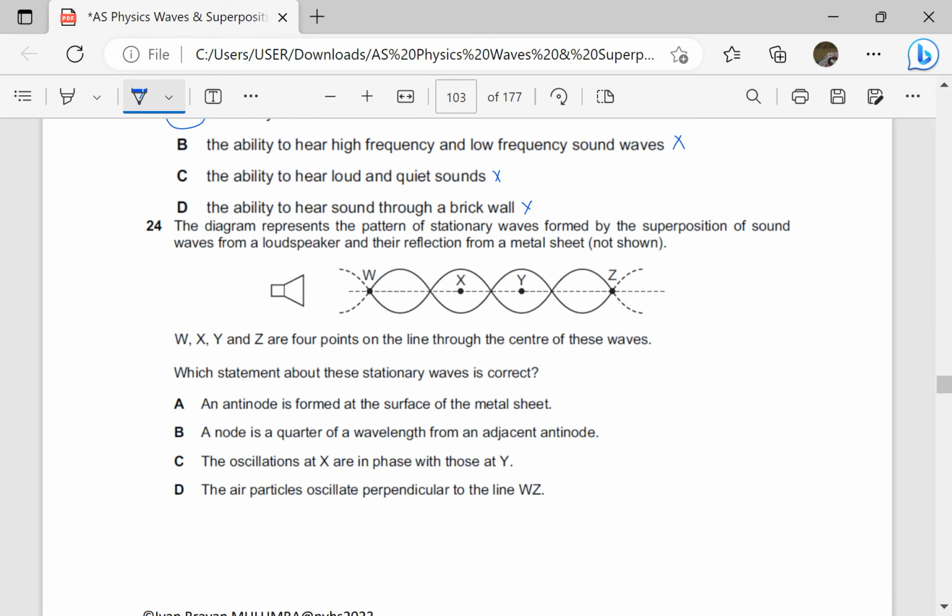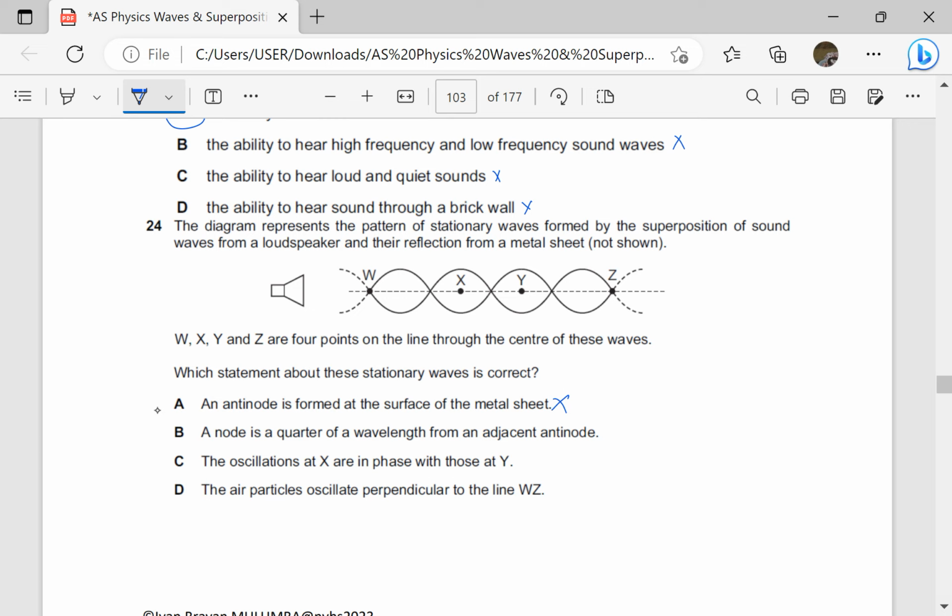The diagram represents the pattern of stationary waves formed by the superposition of sound waves from a loudspeaker and their reflection from a metal sheet, not shown. W, X, Y, and Z are 4 points on the line joining the center of these waves. Which statement about these stationary waves is correct? An antinode is formed at the surface of the metal sheet. That's not true. On the metal sheet, we expect a node to be formed there.